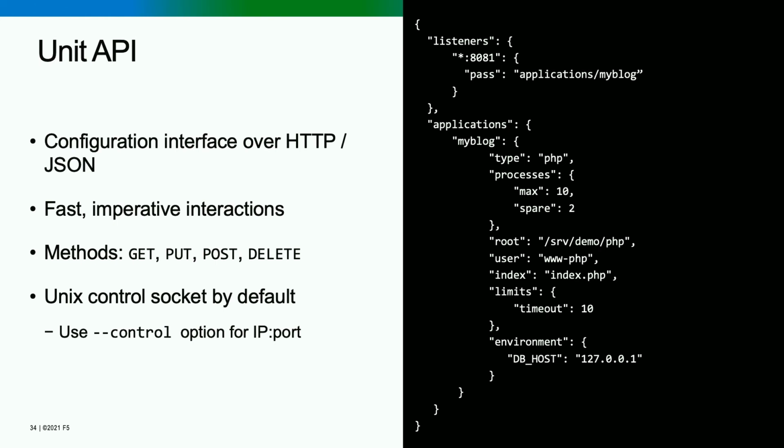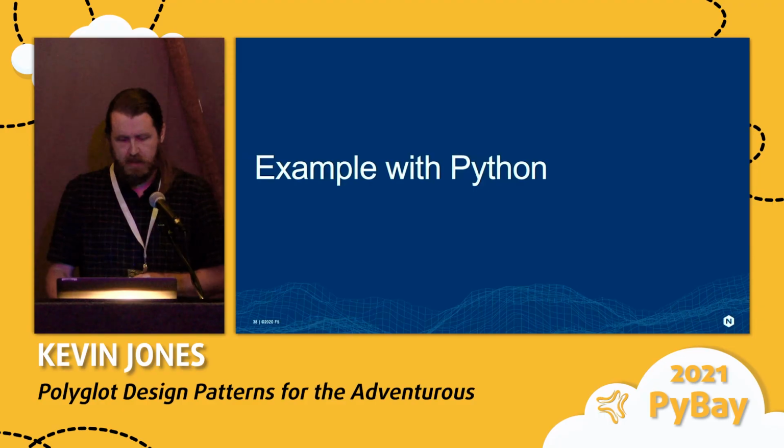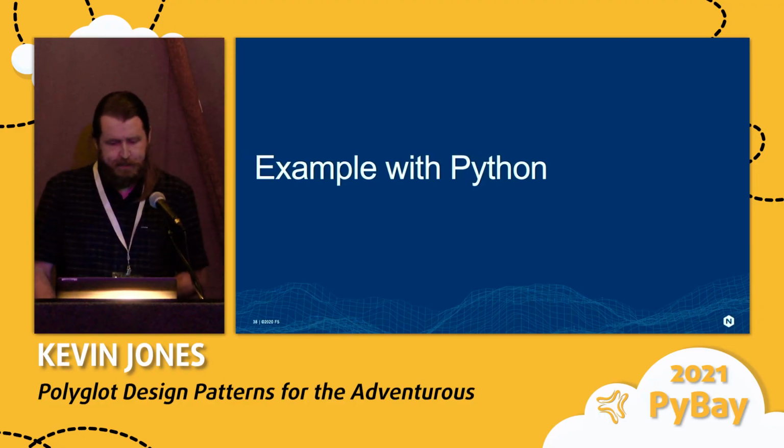You can also choose to do a Unix socket connection, which is more secure, so it's not available over HTTP. And if you choose to, you could also do it over HTTP on a specific IP and port. So let's take a look at the examples that I have here.